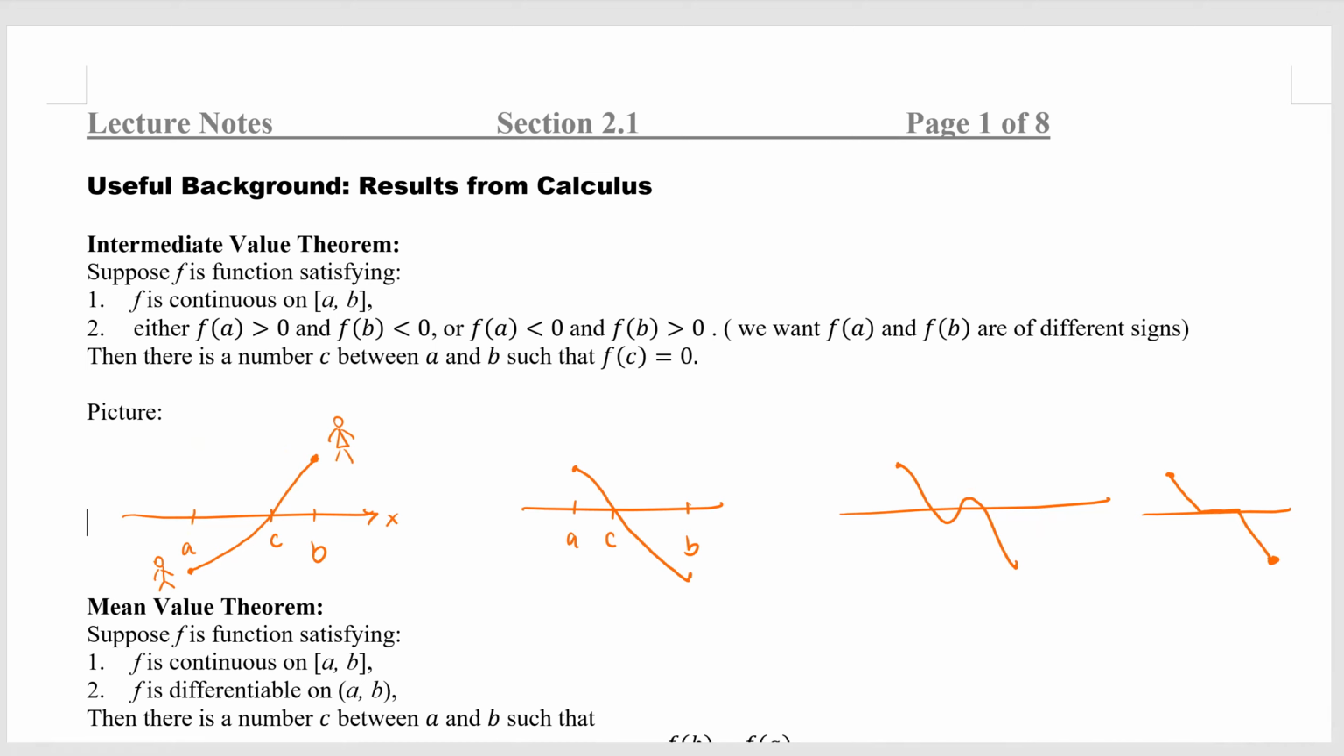So that is the intermediate value theorem. We don't know where the c is. We just know there exists a c such that f(c) = 0. So far, so good, everybody? Okay, next.